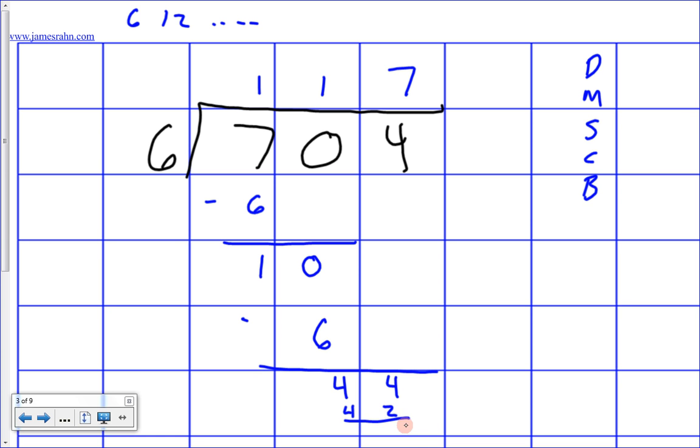There's nothing left to bring down. So I have a remainder of 2. All right, so take your time, check, see if you agree. If you don't, let's see what went wrong. Awesome. Okay.